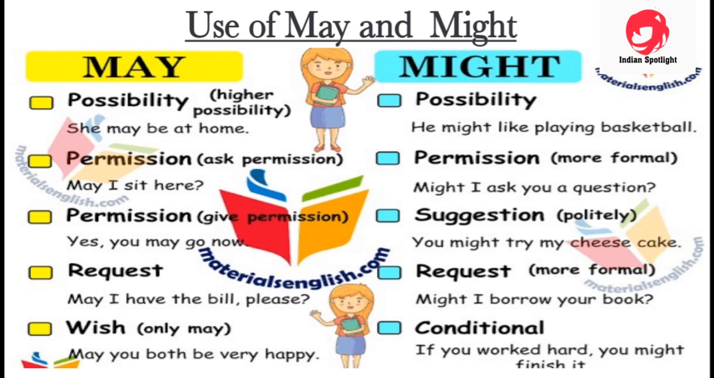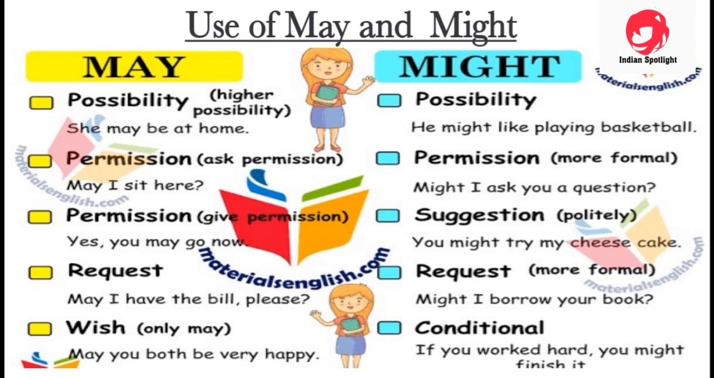Seeking permission or taking permission: may I sit here? Giving permission: yes, you may go now. Request: may I have the bill please? So with the help of please, you are requesting the person in front of you that you need something. In the case of wish, only may is used. For example, may God bless you, may you both be very happy. Sentences like that, where may is used only, refer to a wish.